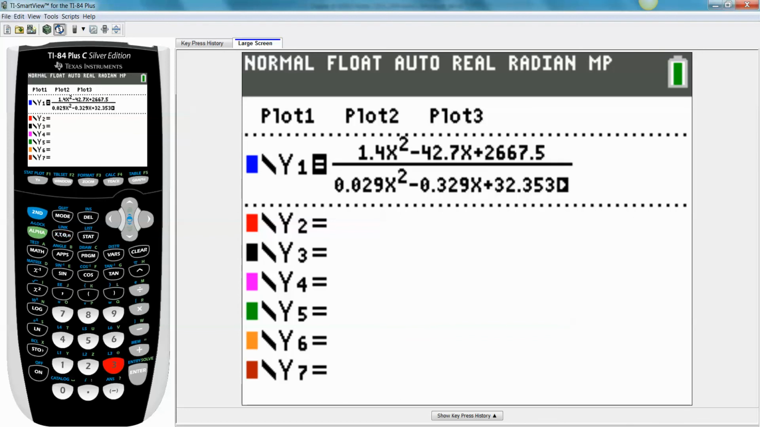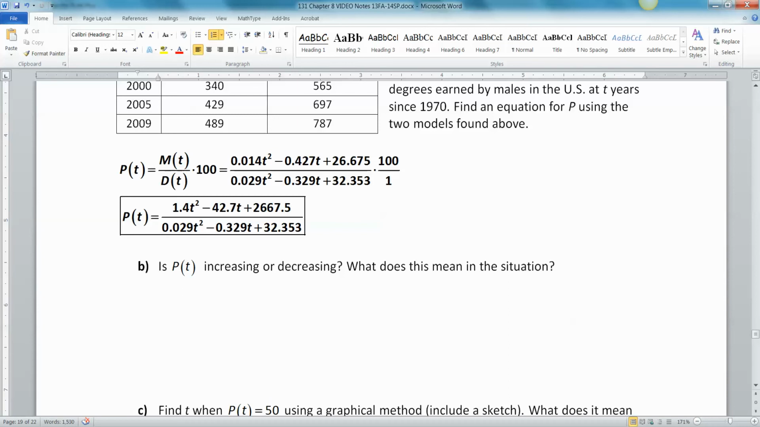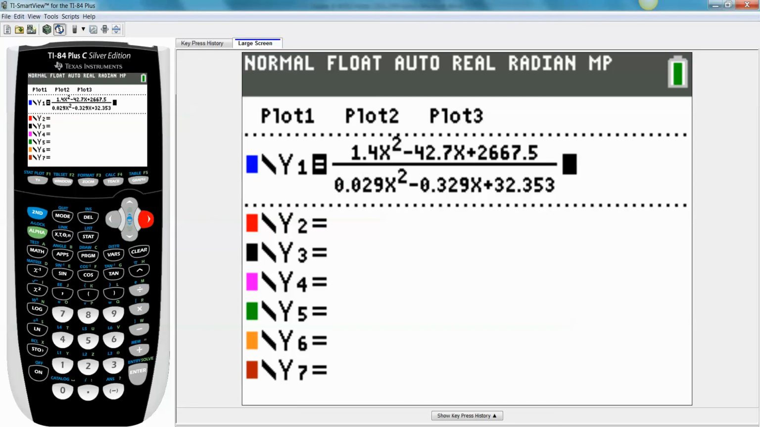Oops, and that was a minus 42.7. Sorry, I didn't notice that until I went back and looked at the problem. But when you have it written like this, it's so easy to see that it matches what's on the paper, right? When you type it with the old method without using that alpha F1 option, it's really much harder to see that it looks like you expect it to look. All right, so there's our function right there.